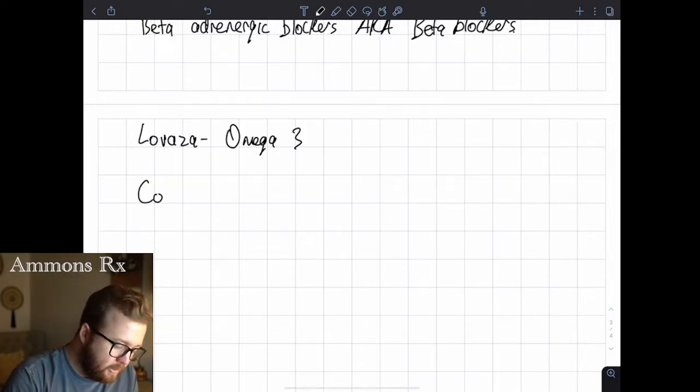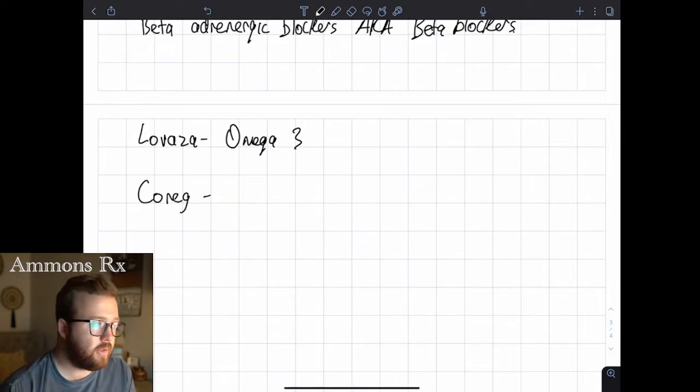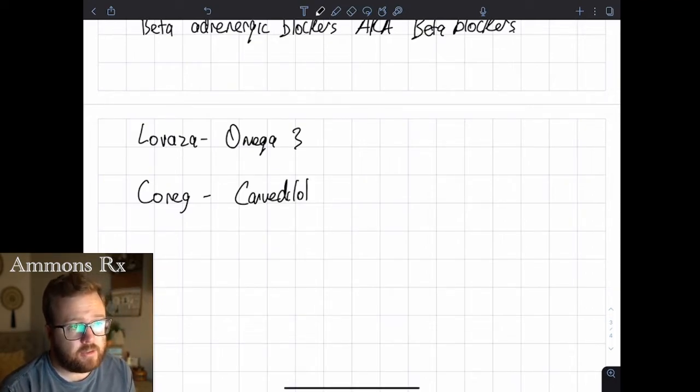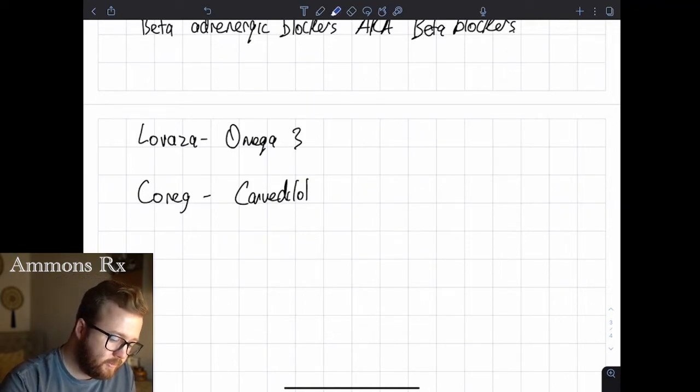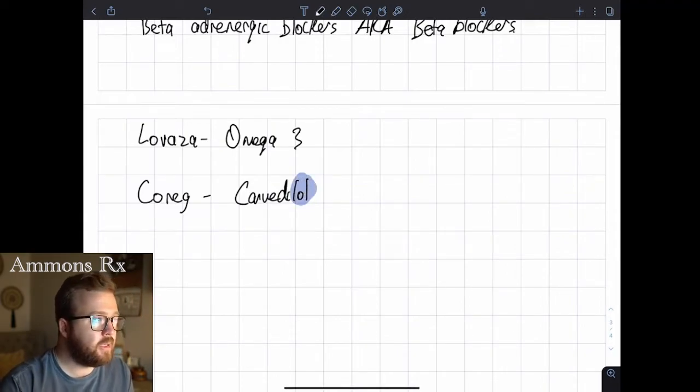Another brand generic, Coreg. Coreg is carvedilol. Remember, don't let that slip your mind. Be studying those. Always remember to ask yourself, okay, does that have a root word that I'm looking for to tell me what it is? Based on the LOL, you could tell me that is the beta blocker.